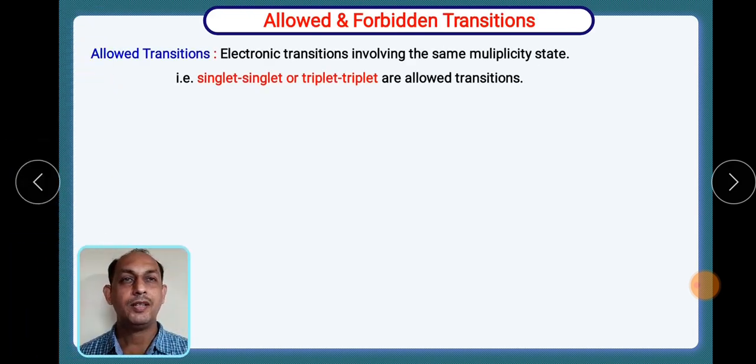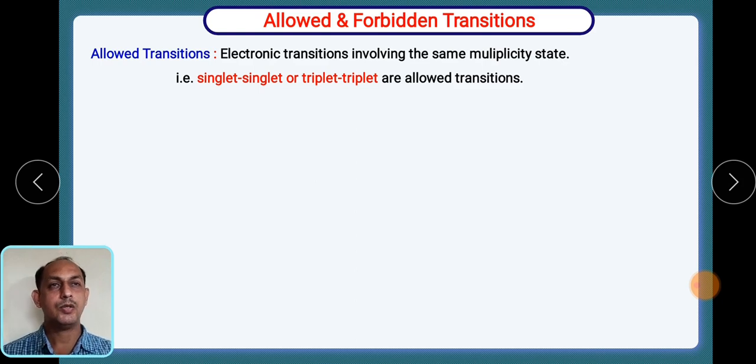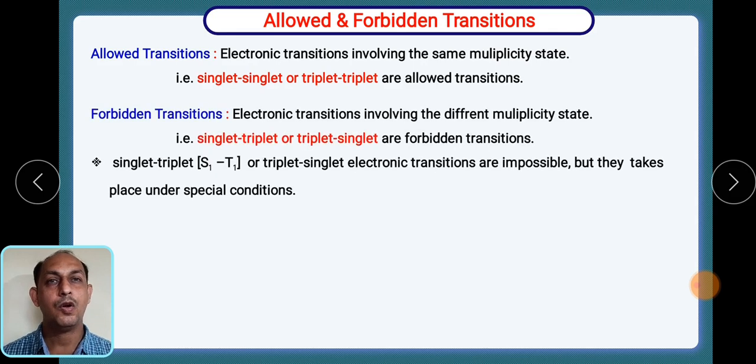Now we are going to see what the allowed and forbidden transitions are. Now you have understood what the transitions are. The transitions can be from singlet to singlet or triplet to triplet. Okay, so allowed transition means what? Where you have such type of excitation, like from singlet to singlet, S0 to S1, this will be allowed, or triplet to triplet, from T0 to T1, that is allowed. And another is forbidden. Forbidden means what? Which is not being allowed.